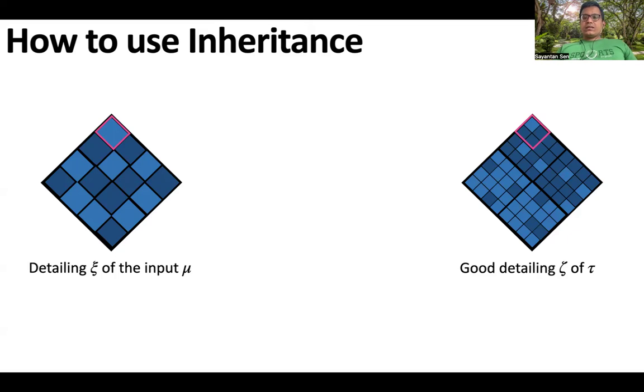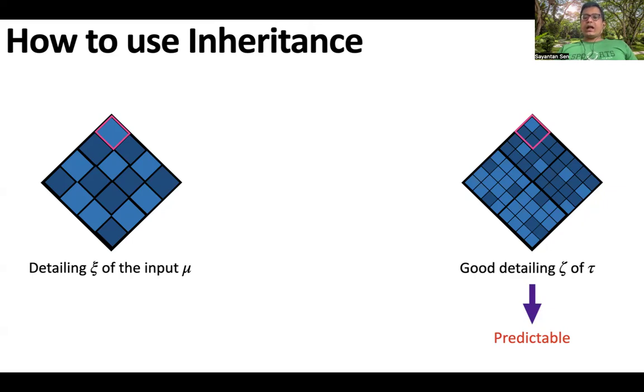Now, since the detailing θ(τ) is good by the previous couple of slides, we know that it is predictable, so we can run the canonical tester to approximate the acceptance probability. So now we have two detailings: χ of μ for the input distribution, and a good detailing ζ(τ) of another distribution in the property.